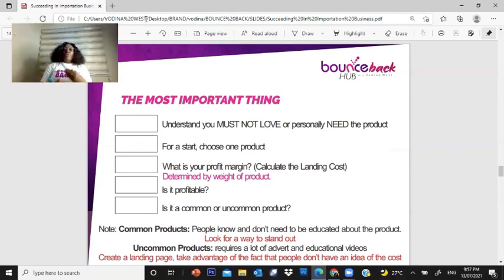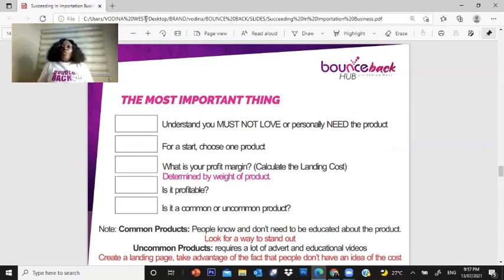Your profit margin has to be what's the trouble. All this trouble of going up and down was not for you to come and start making 1 cent. So what is your profit margin? We're going to be teaching you how to calculate the landing cost, which is basically determined by the weight of the product and, of course, by the volume. I think I mentioned that already.